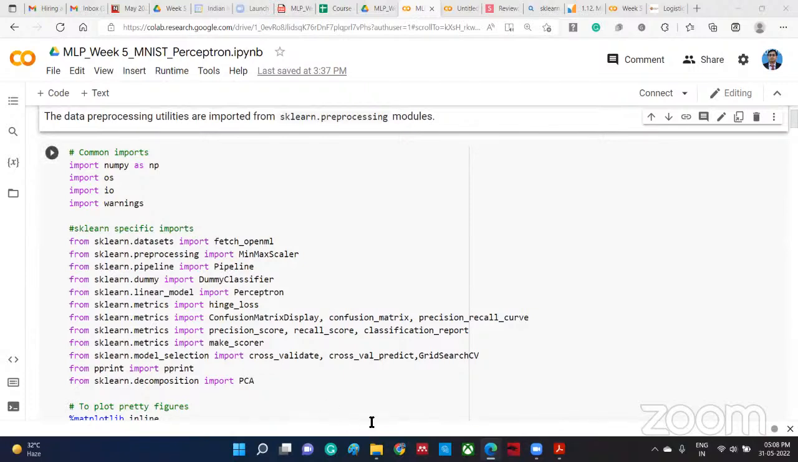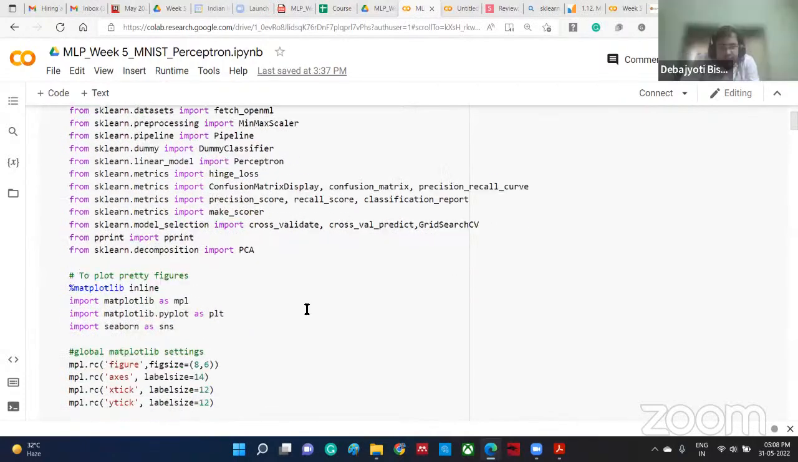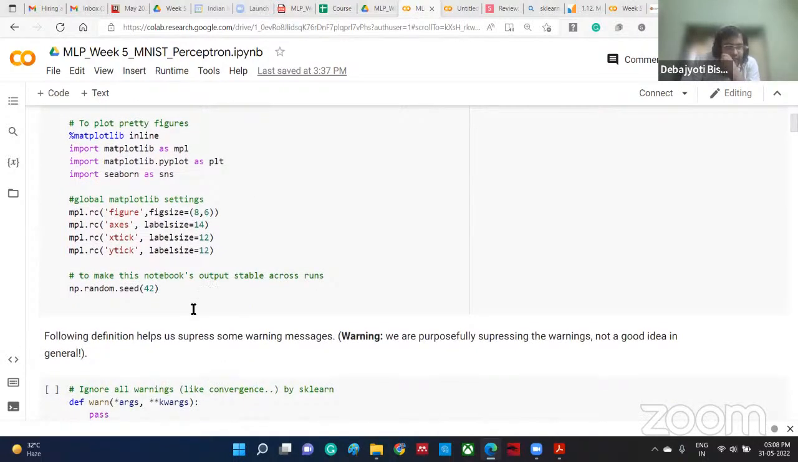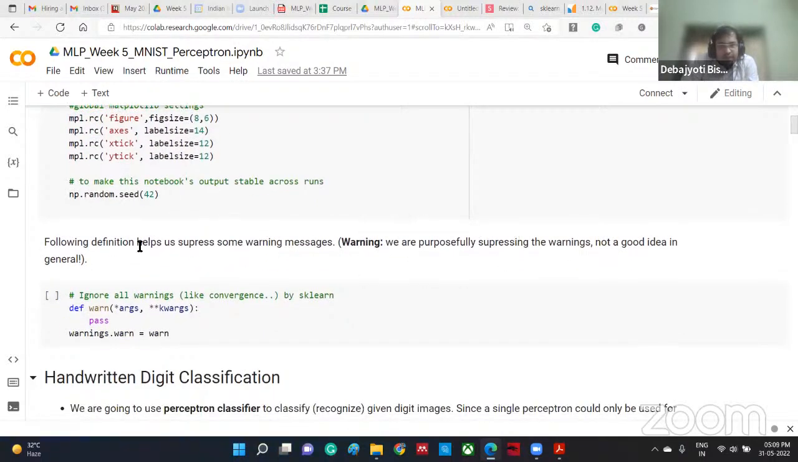From sklearn.datasets, we can import fetch_openml, and we can utilize MinMaxScaler, and then there is DummyClassifier, Pipeline, and Perceptron. Everything we import, and ConfusionMatrixDisplay, of course. Then we can import precision_score, recall_score, and matplotlib.pyplot, and then seaborn. And we have defined a random seed also. Now this is not required, but we are just suppressing the warnings so as not to see the warning messages.